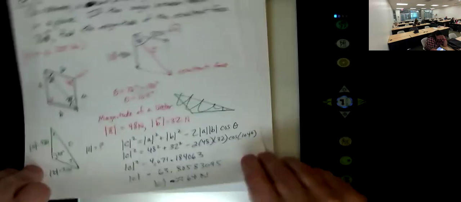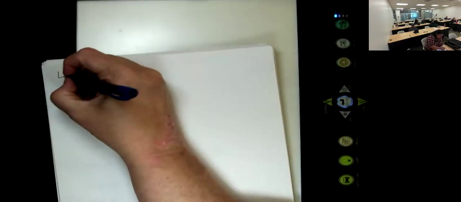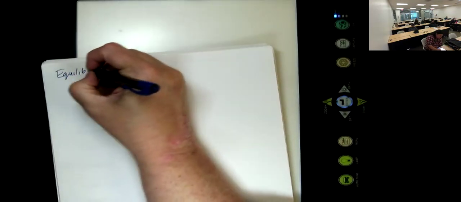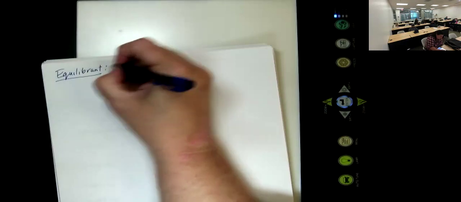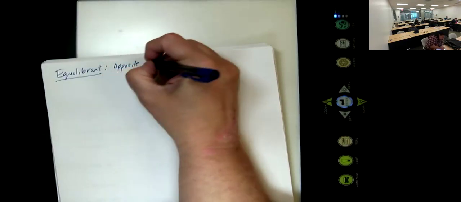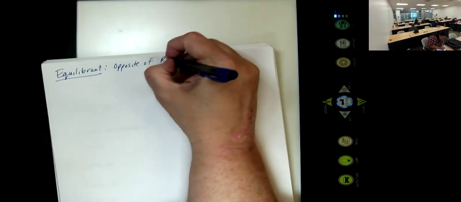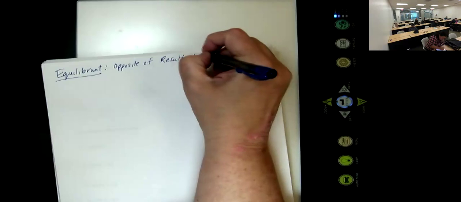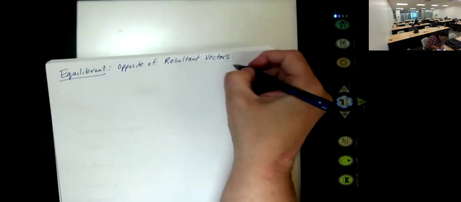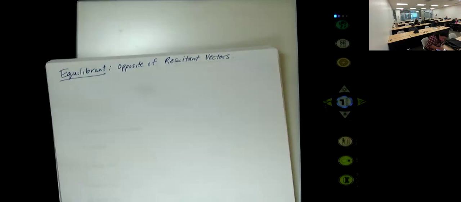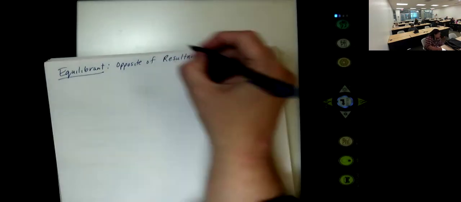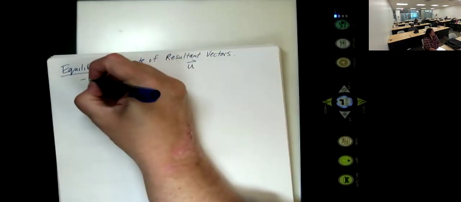Alright, so next idea, before we delve into the example, is the equilibriant. The equilibriant is the opposite of the resultant vector. So if the resultant vector is u, this would be negative u.